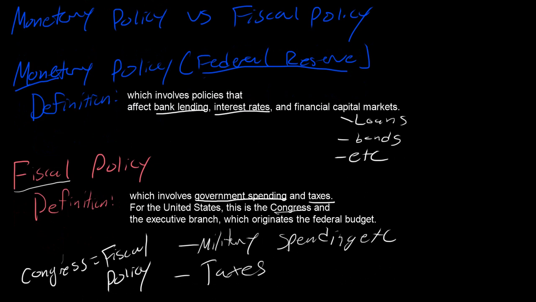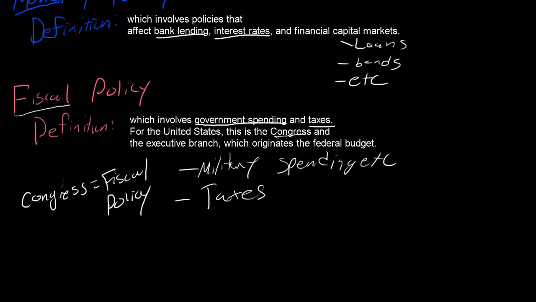Monetary policy: money, banking, they do all the interest rates and what banks do. Fiscal policy, fiscal, very proper. This is all about Congress. And they set fiscal policy through military spending, government spending, and taxes.